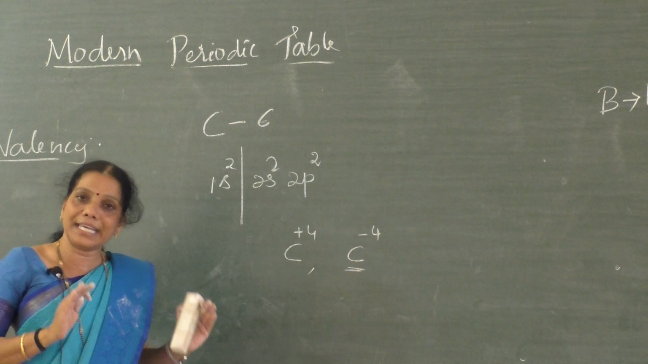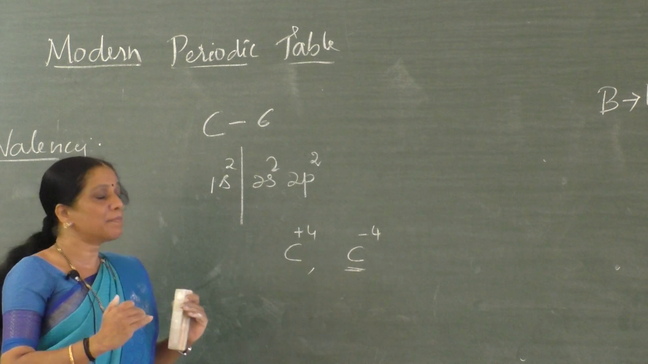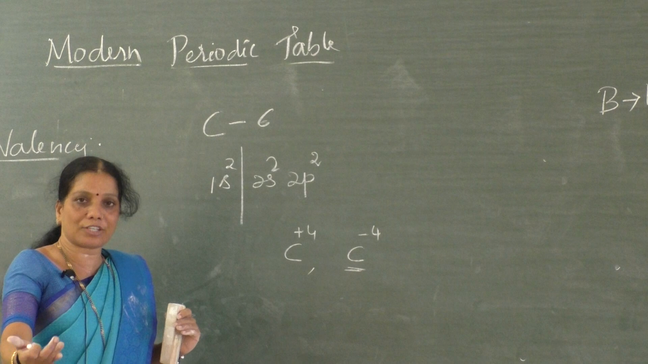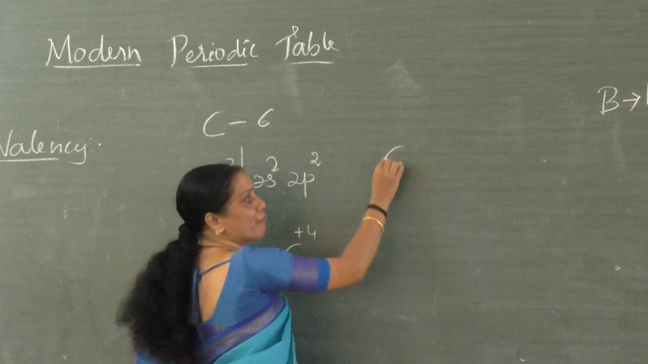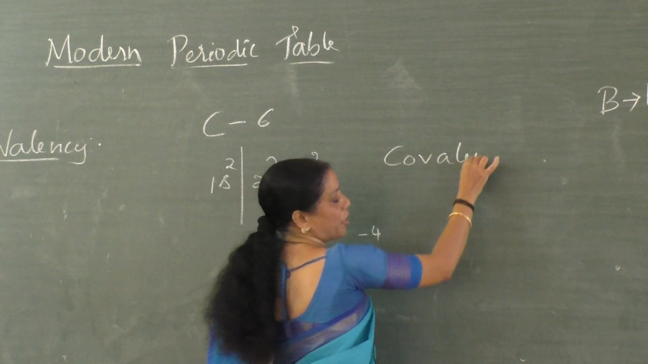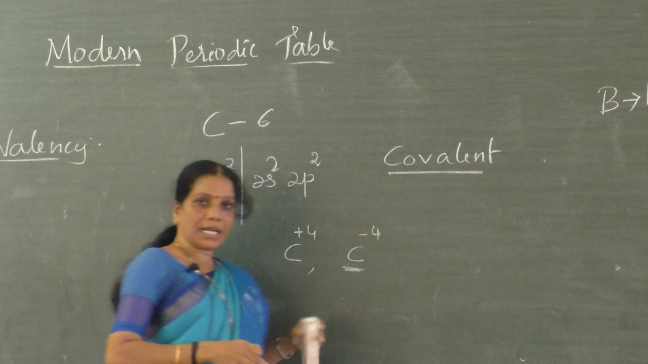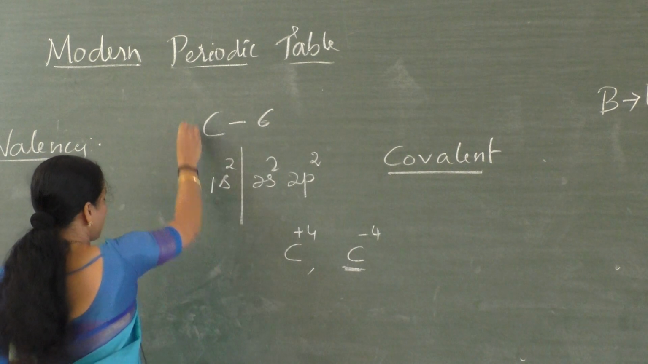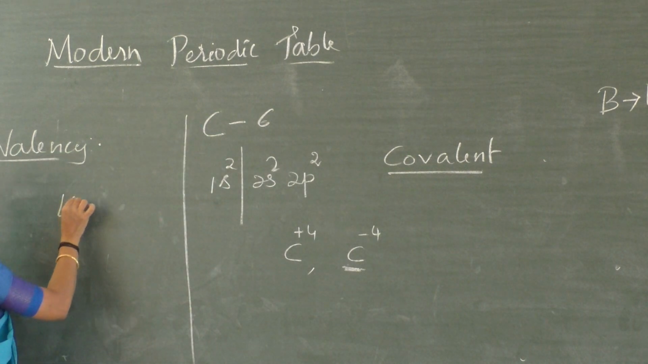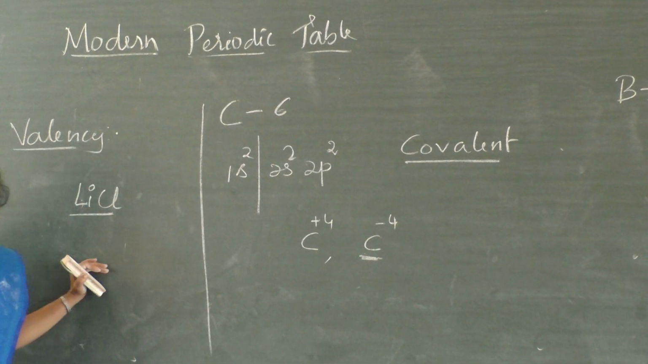Instead of existing in these 2 forms, the carbon readily shares its electrons with 4 more atoms, resulting in the formation of which bond? Covalent bond. See, carbon readily forms which bond? Covalent bond. For example, if you consider lithium chloride, we have studied just now, lithium chloride.